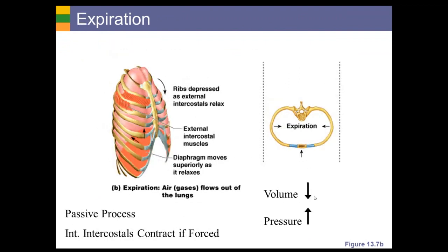In expiration, the opposite occurs. The diaphragm relaxes, the external intercostal muscles relax. The sternum moves posteriorly. The ribs are depressed. And so there's a decrease in volume, causing an increase in pressure. And again, air just moves from high pressure to low pressure, and air then moves from the thoracic cavity to the outside world.